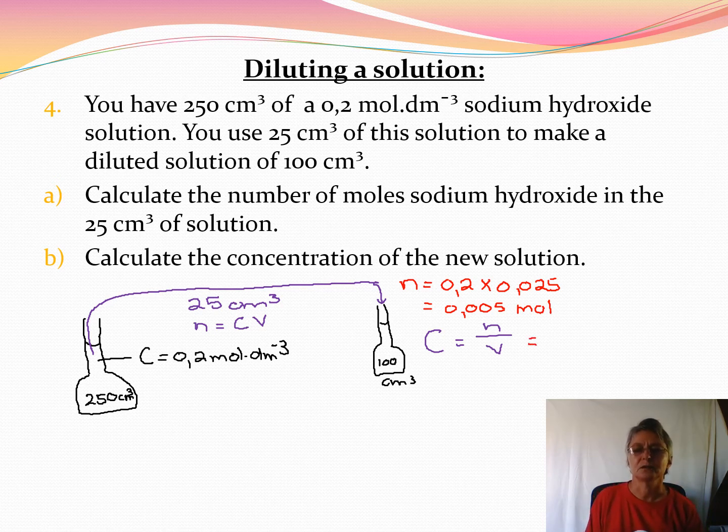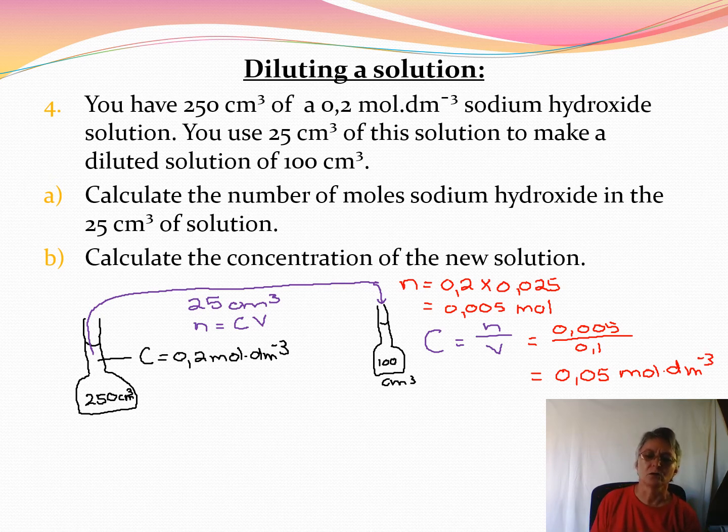So 0.005, and the volume 100 cubic centimeters is 0.1 cubic decimeters. So this brings us to 0.05 mole per cubic decimeter. There is another way to do this.